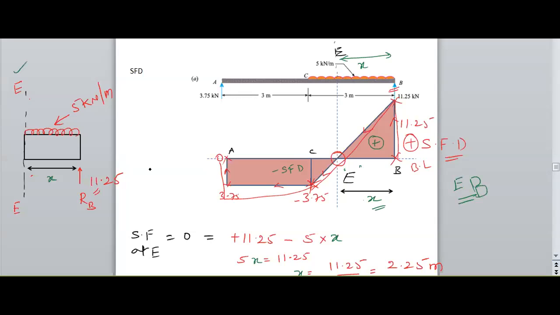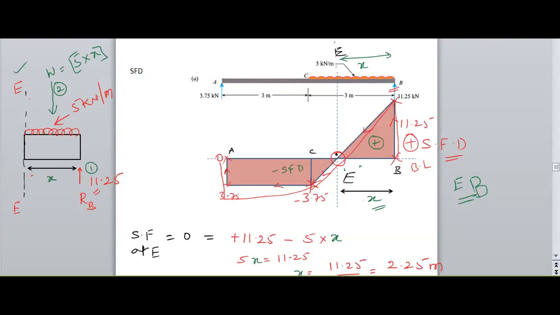The right hand side of my section, we have two forces, that is RB, which is moving upward direction, and a UDL whose magnitude is 5 kilonewton per meter, and the distance is unknown. Therefore I need to convert this into point load, whose point load is 5 into X. Therefore, I have only 2 point loads, first one and a second one.